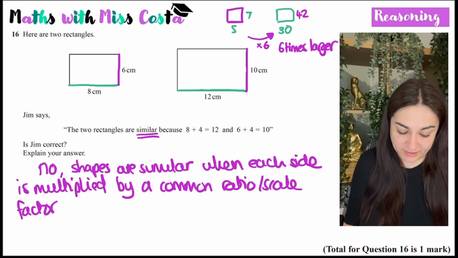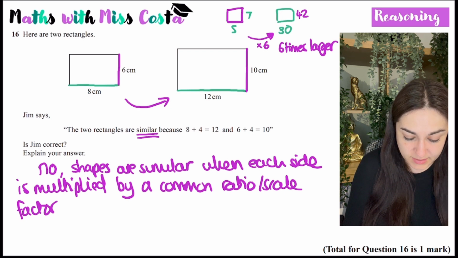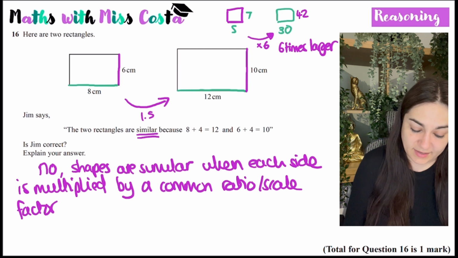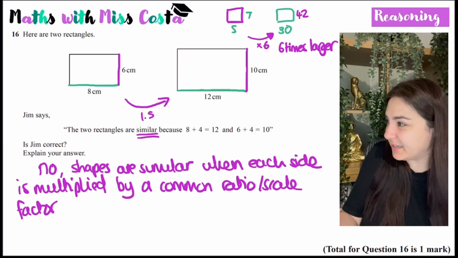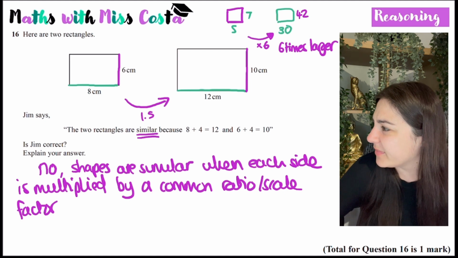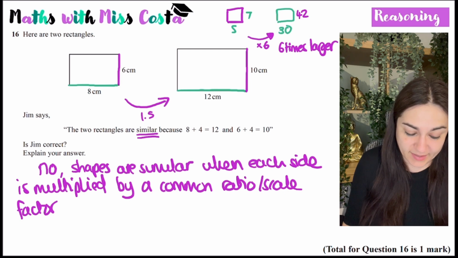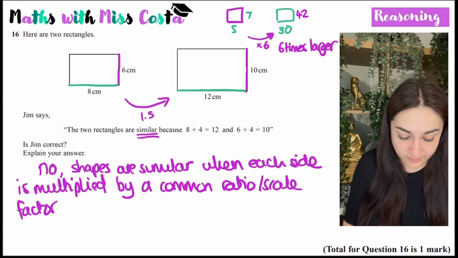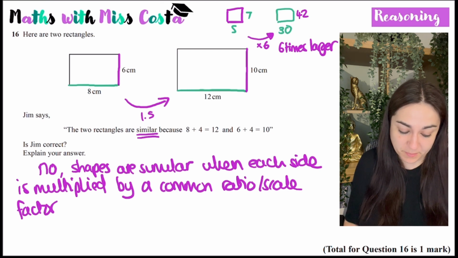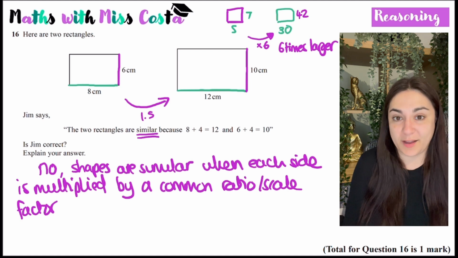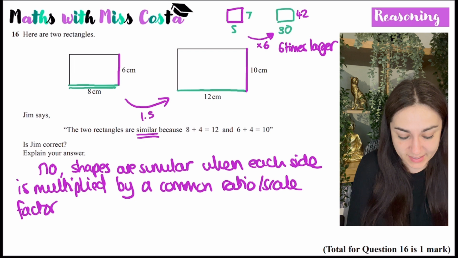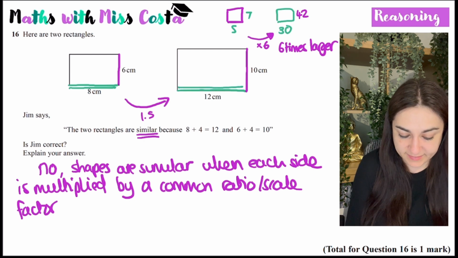So shapes are only similar when each side is multiplied by a common ratio scale factor. So what would that be? Well, 8 times 1.5 is 12, and I don't think you're expected to know that. What they're expecting you to say is to reference that you should be multiplying rather than adding. So that's the key thing. They could have given a slightly nicer number so that you could prove it yourself on a non-calculator paper, but the key thing is that to find out if shapes are similar, you need to be able to multiply the sides of the smaller shape by a number to get to the larger side.